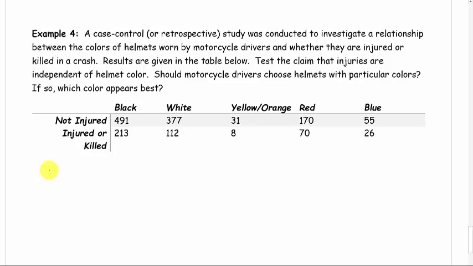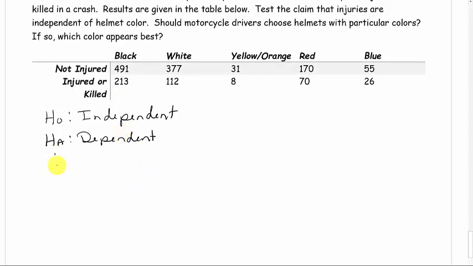And our null hypothesis is that they're independent. Our alternative hypothesis is that they're dependent. When you enter this in, you will need degrees of freedom. There are 5 columns in our table and 2 rows. That would be 4 times 1. So we have 4 degrees of freedom. When you enter this into your calculator, you should get a chi-squared statistic of 9.971 and a p-value of 0.0409.